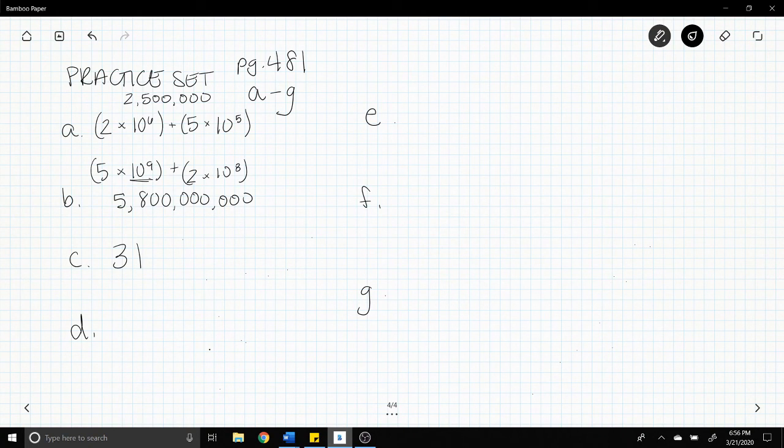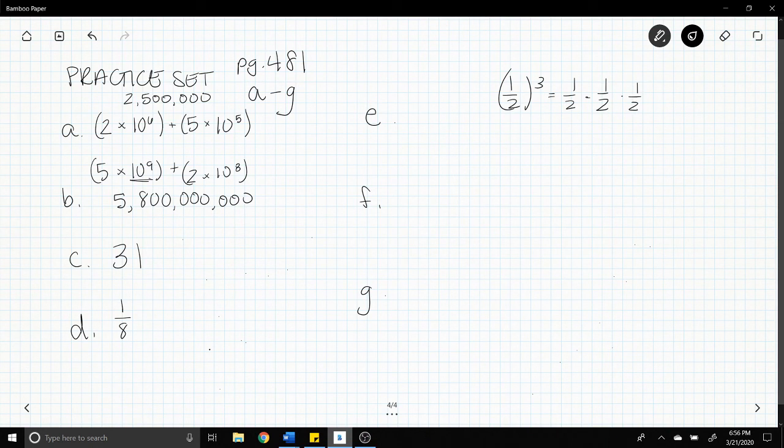Letter D is 1/2 cubed. Remember that's 1/2 times 1/2 times 1/2, which we've already evaluated to be 1/8. Go over this one again. So you multiply across, even though we have more than one factor now, we still multiply across our numerators and multiply across our denominators. Okay? Letter E is one we also evaluated already in the lesson. It was 1/10 squared. So that means 1/10 times 1/10, which you should get 1/100th or 0.01.